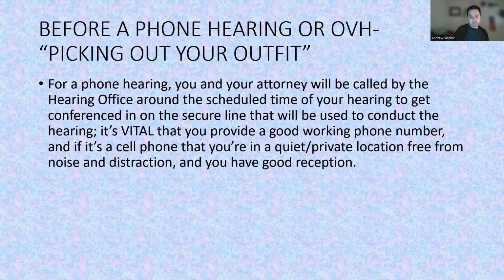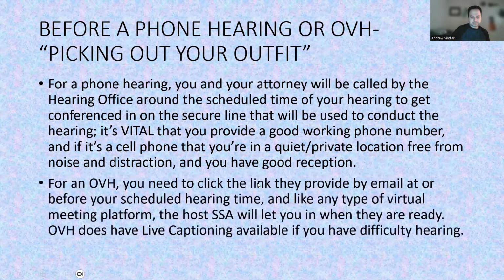It is vital that when you fill out that consent form for the phone hearing, you provide a good working phone number. And if it's a cell phone, you need to not only be in a quiet, private location free from noise and distraction, but you need to make sure you have good reception. That is crucial. If you don't have good reception, then the call may not come through clearly, and that's not going to make a clear recording of the hearing, and then that could cause technical issues that could throw the whole thing out and you have to do it again. So be mindful of that.